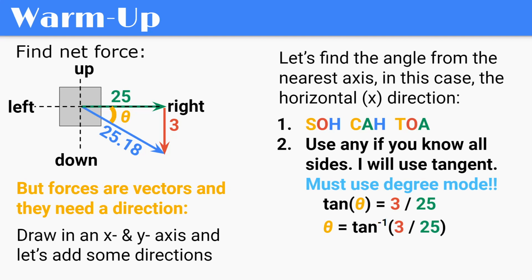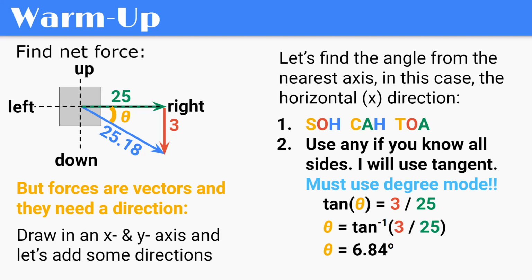And then you can type in 3 divided by 25 inside those parentheses, and when you do that and press enter, if you're in degree mode, you should get 6.84 degrees. If you're not in degree mode, I don't know what you get if you're in radians. But that's what you should get if you're in degree mode, 6.84 degrees. Does anybody have a question so far about how I got that number?